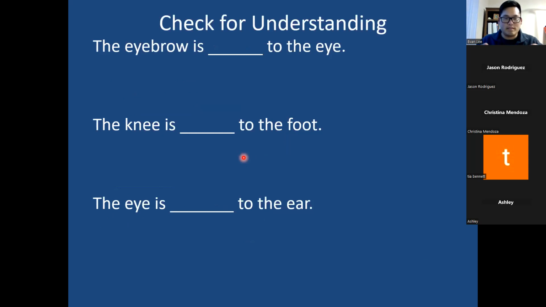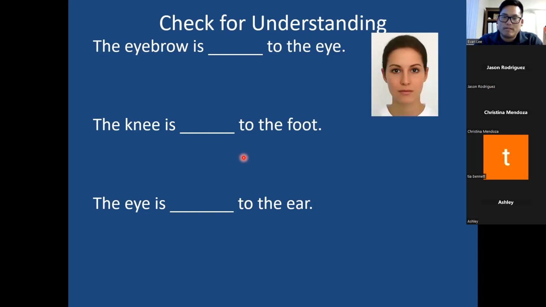Alrighty, so I've got some examples here, and I would like to go through this with you. Let's go through them one by one, and let me know what you think. If I said the eyebrow is blank to the eye, what would be the best term that we can use here? The eyebrow is blank to the eye.